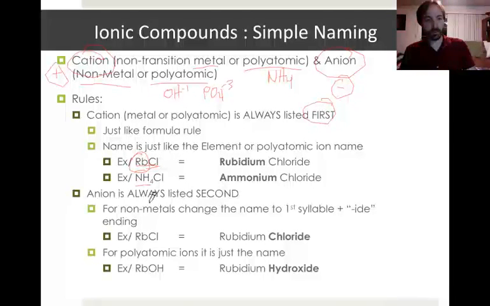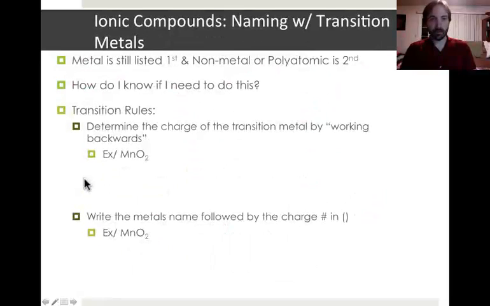The anion gets a little trickier. If it's a non-metal, then you have to change the name slightly. So for instance here it's chlorine. So we have to take the first section of that name, which is chlor, and then we give it an "ide" ending, so it becomes chloride. If it's a polyatomic, it's easy. You simply figure out what polyatomic it is, and you write the name. So this is rubidium hydroxide. This was rubidium chloride.